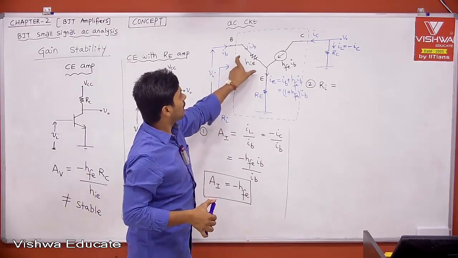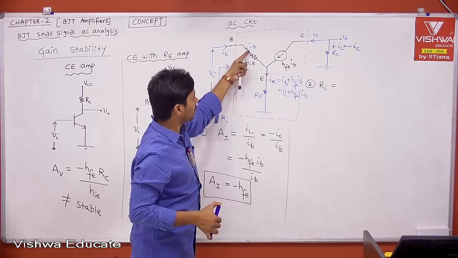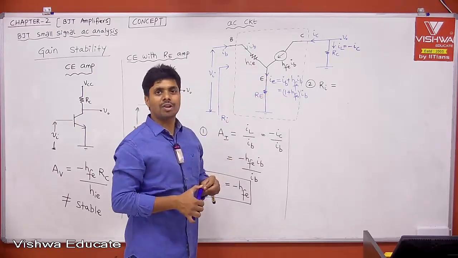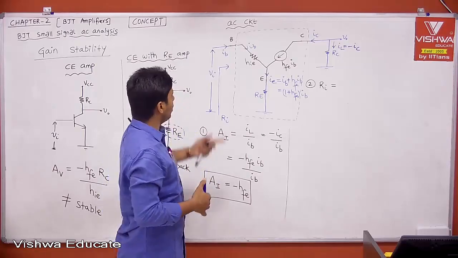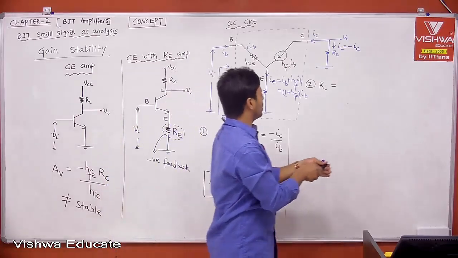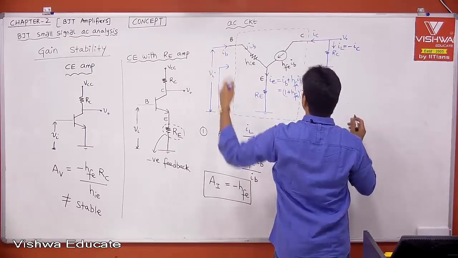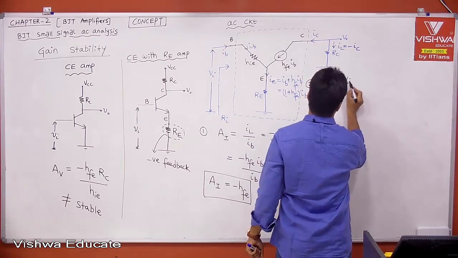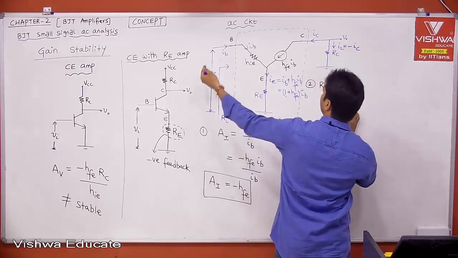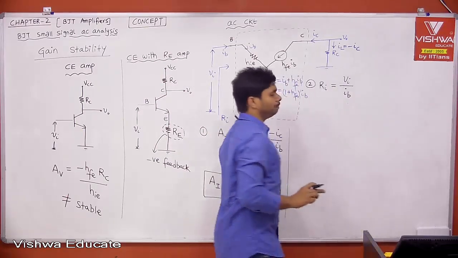Tell me, are the current flowing through hie and the current flowing through RE the same? No, therefore they are not in series. Then how will you calculate? What is input impedance? Simple, we can calculate from the definition. The definition is nothing but input voltage and input current. The amount of input voltage applied and the amount of current entering your amplifier, that is basically your input current IB.